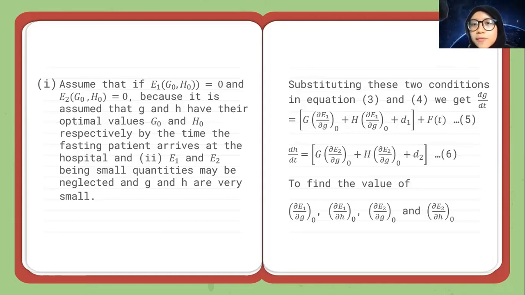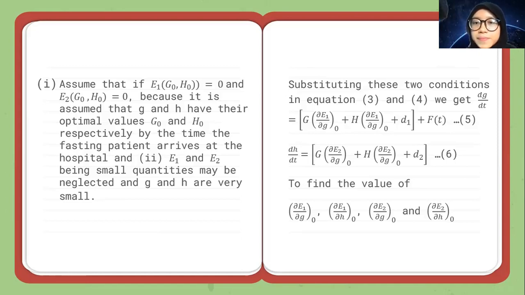This is equation 5: dH/dt equals ∂I1/∂T0 plus H ∂I2/∂T0 plus E2. This is equation 6. And to find the values of ∂I1/∂T0 and ∂I1/∂H0, ∂I2/∂T0 and ∂I2/∂H0.